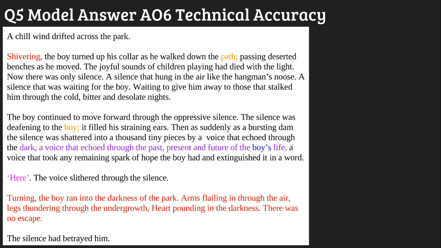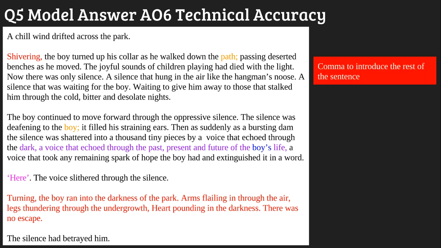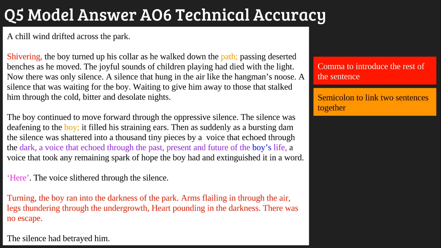So if we look at AO6 then, which is technical accuracy, we've got the exact same extract, the exact same piece of writing. And then we look at the first one then. So we get a comma, so shivering, comma, the boy turned up his collar. So that's the comma that introduces the rest of the sentence. We get the semicolons after path and boy, which obviously link our two separate sentences together to add that variety of sentences.